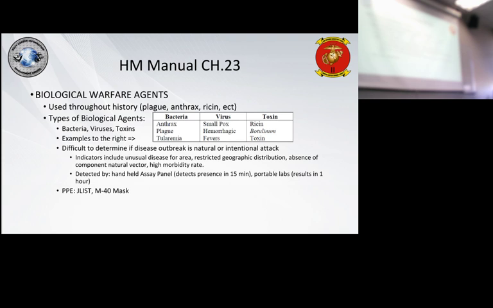Indicators include unusual disease for the area, restricted geographic distribution. There's no natural vector or a high morbidity rate. It's detected by a handheld assay panel. It detects presence in 15 minutes, portable labs in an hour. And you can use PPE and masks. Next.